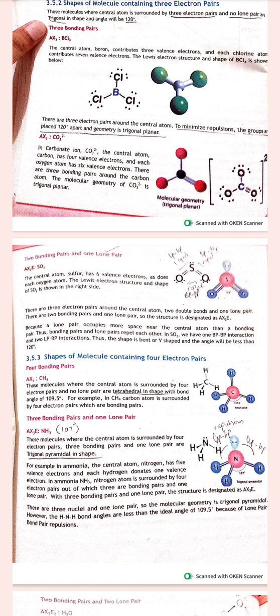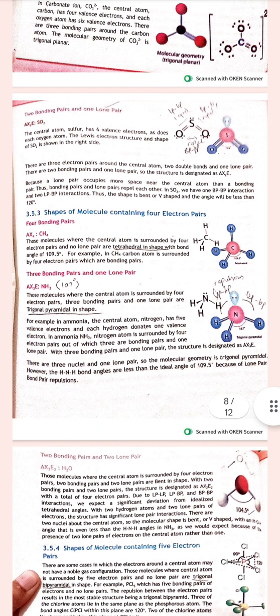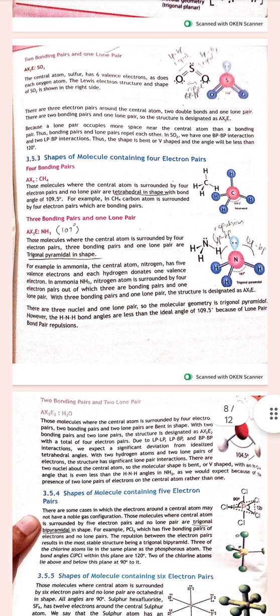Now we have 2 bonding pairs and 1 lone pair, like we have in the structure of SO2. Sulfur has 6 valence electrons, 2 double bonds and 1 lone pair. So the angle will be 120, but the shape will be called V-shaped or bent, and it is because of the presence of a lone pair.